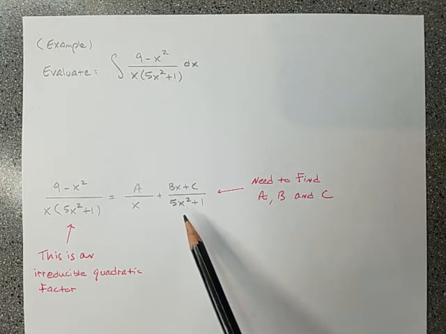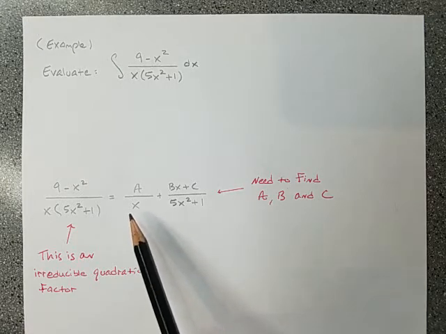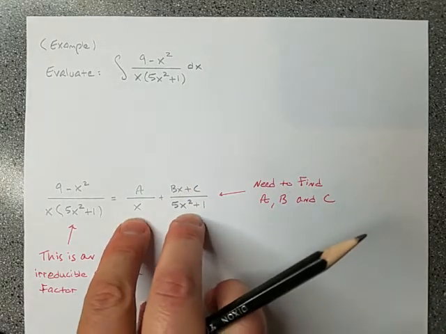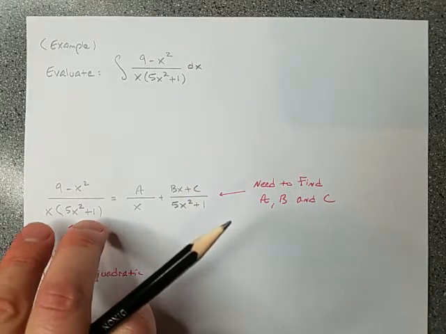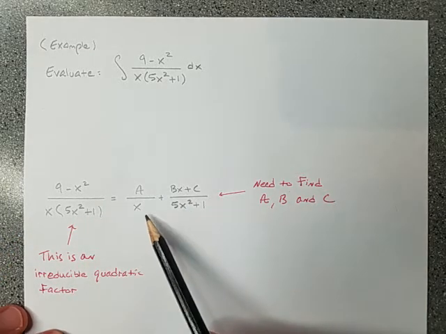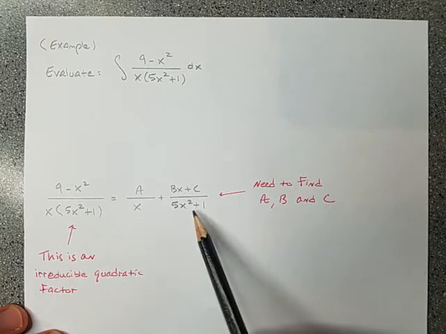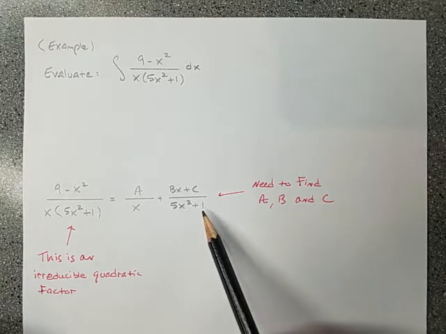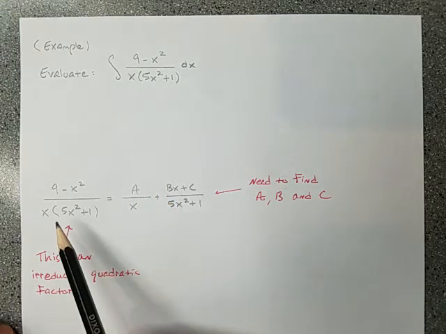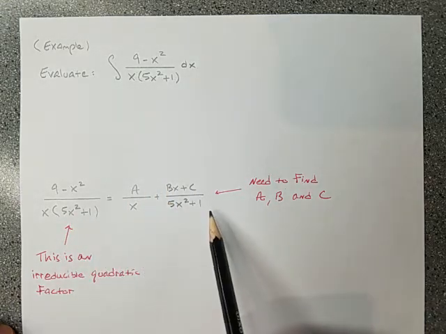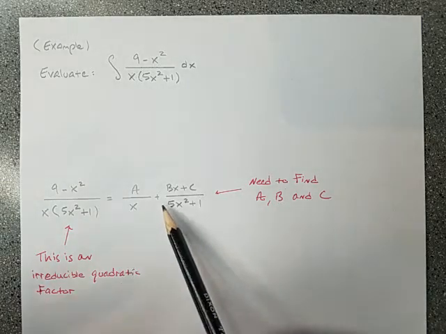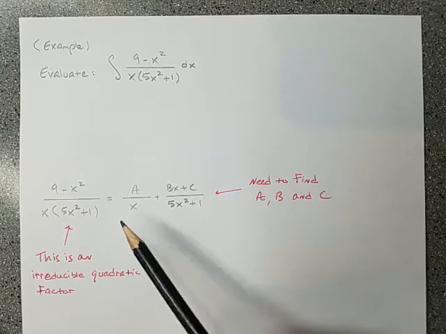Now, I think that this should still seem conceivable to you. Could it be that these two fractions add together to give this one? I think that it sure seems like it could be, because what's the common denominator between these? It would be x times 5x squared plus 1. So it's conceivable that you could add these and get that, or that you could take this and break it down into those. So what we do when we have partial fraction decomposition is the reverse of adding fractions together.